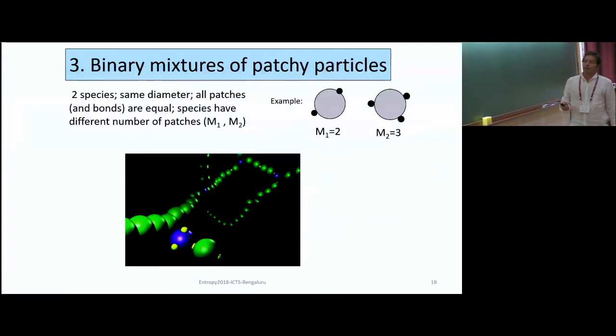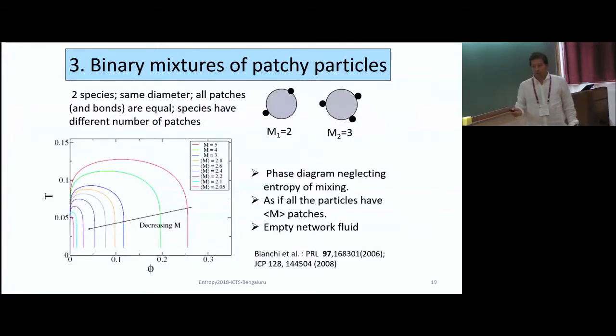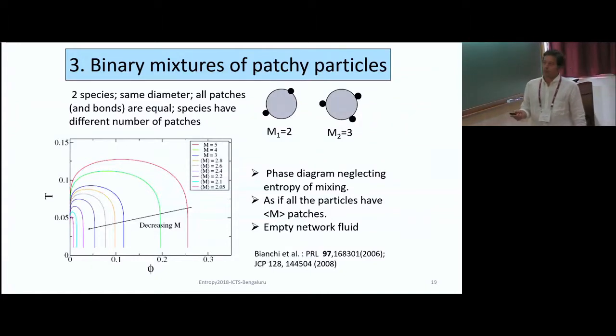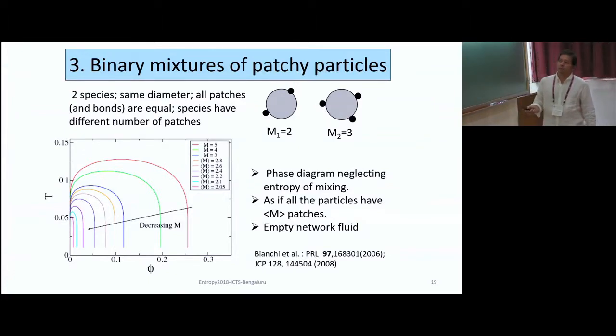So that's the idea, and in fact, I will show you this again, because this phase diagram is obtained if we neglect the entropy of mixing. As if all the particles had a non-integer number of patches. So you are neglecting concentration fluctuations, and you get really an empty network fluid. But the problem is: can you neglect the entropy of mixing?